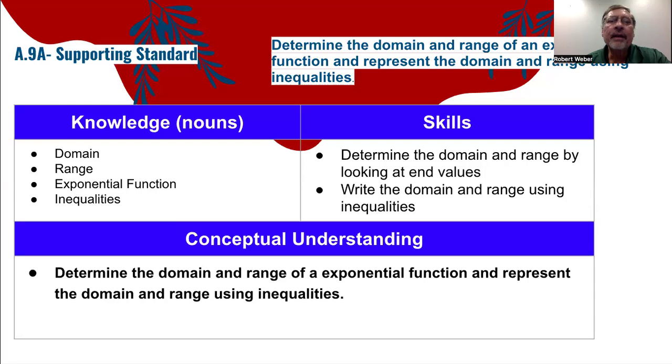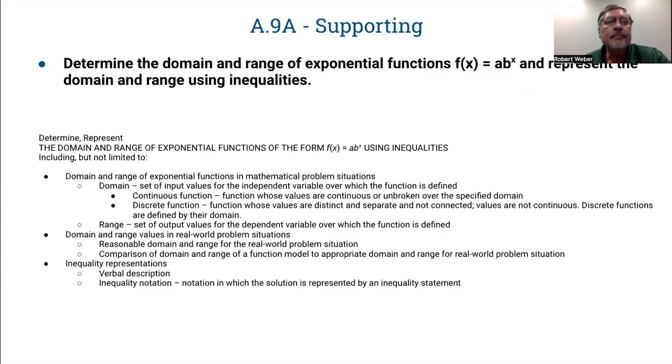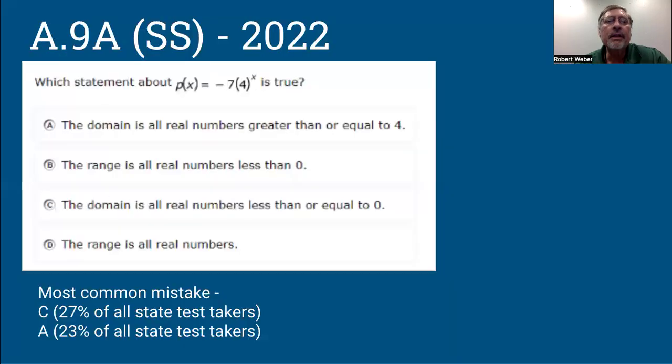A9A is a supporting standard. This is the domain and range of our exponential functions, which again, you'll revisit A6A in Unit 6, Unit 7 after the semester break. You'll revisit A9A in the exponential, which I believe is Unit 9, again after the semester break. So it's important that kids understand. It's a concept that we really think domain and range can be taught together. For all functions, you can do domain and range, but you will be revisiting this again. You can see some additional information.